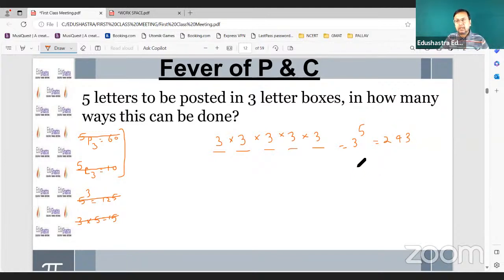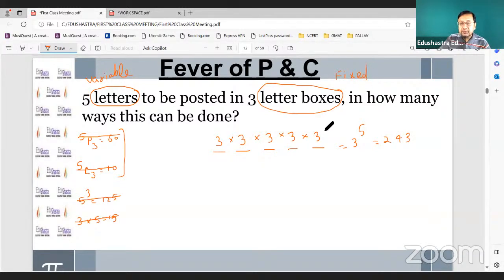This is 3 to the power 5, which is nothing but 243. Now, what is the shortcut here? This is what? Letters. Right? So letters can be posted anywhere in any letterbox. Right? There is no compulsion that you have to post in this particular letterbox. Right? So you can post the letter anywhere. And letterboxes, these are fixed. Maybe at the railway station, maybe near the clock tower, right? Maybe at the airport, right? So they are fixed.